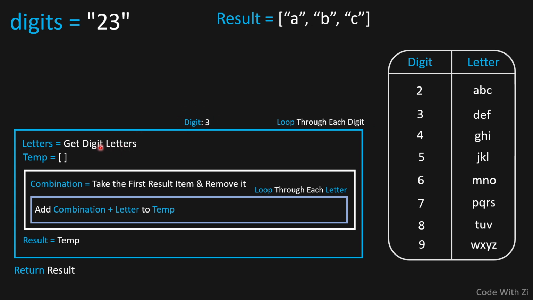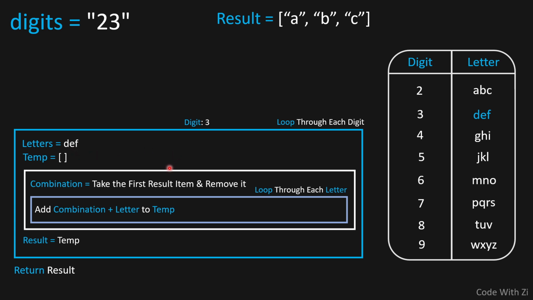So let's get all of the letters that 3 represents, and that's D, E, F. So let's bring them here. Our letters are equal to D, E, F. Our temp is still going to be this empty array because we just looped through everything and it was redefined again. And then we're going to enter our second loop.